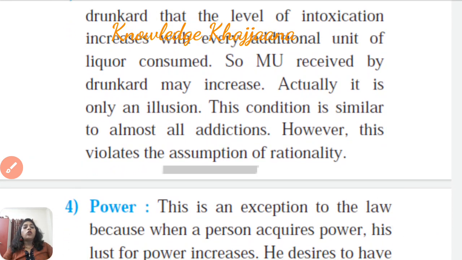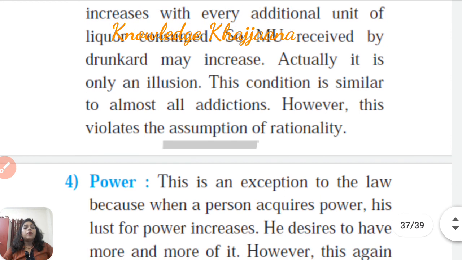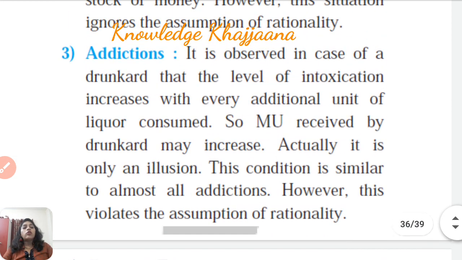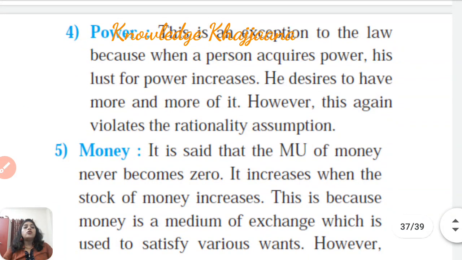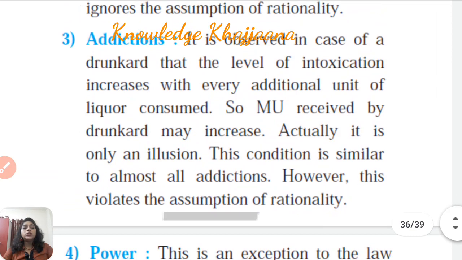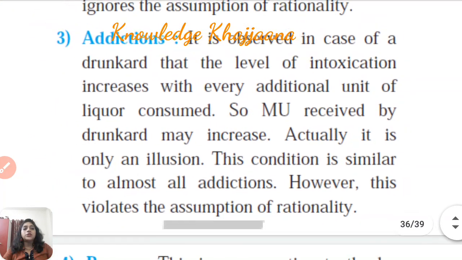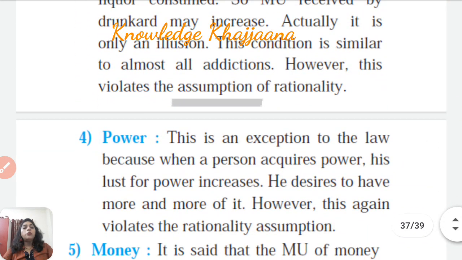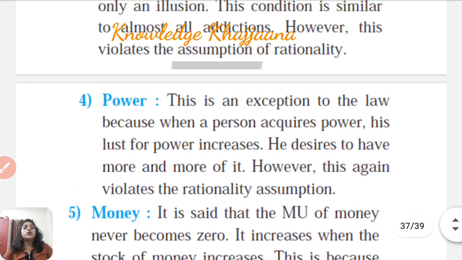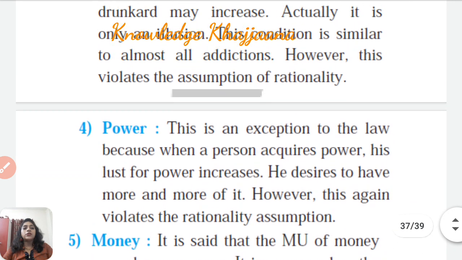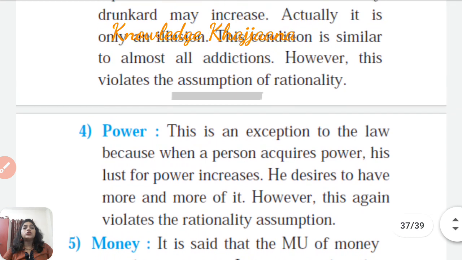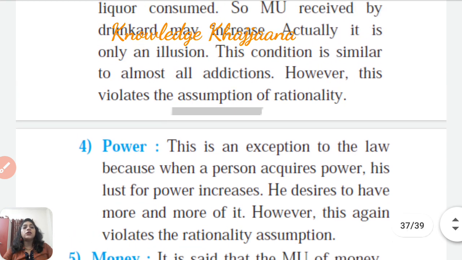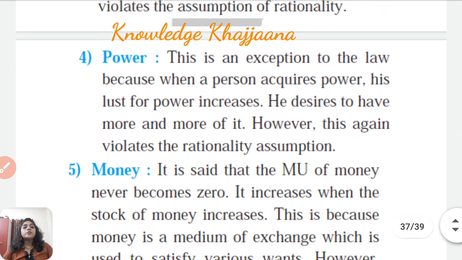This condition is similar to almost all addictions. But this is again not applicable to the rational consumer. Why? A rational consumer will not behave like this. Who is the rational consumer? The consumer who chooses wisely between the given options. The miser and the addicted people don't behave like that, because they don't behave as normal, natural persons. This law is applicable only for rational people.